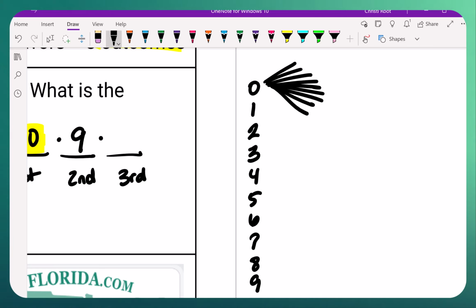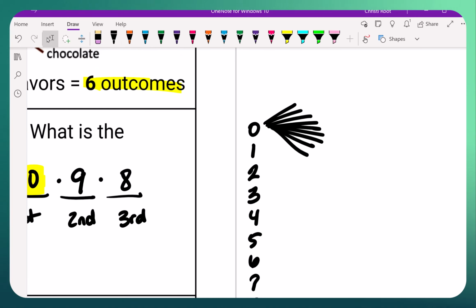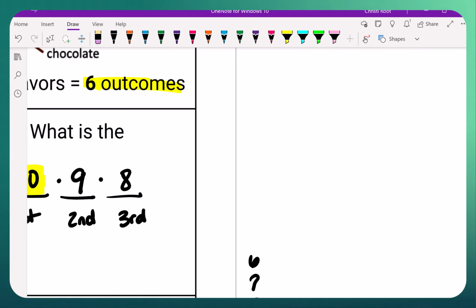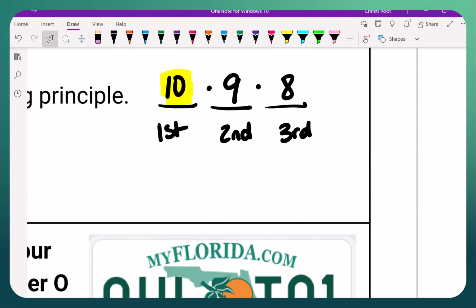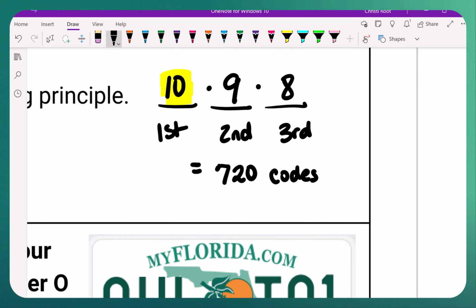So third number, how many do I have left over? I only have 8 left over, so each one of those would have to branch 8 times. Do you see how obnoxious that tree diagram is going to be? So we are not going to create a tree diagram for a lot of these situations, okay? So I've got 10 times 9 times 8, which is equal to 720. That means you can have a possible 720 different codes, assuming that your digits do not repeat.